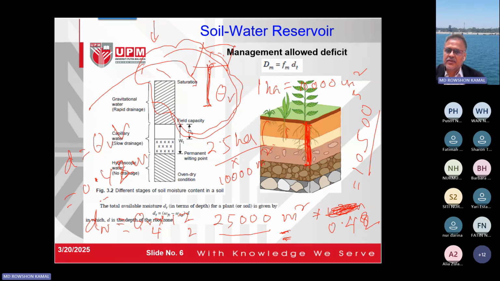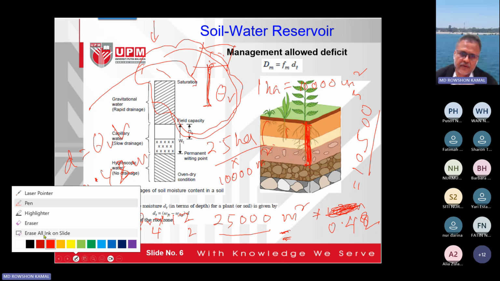That's why theta b is very useful, and we can do a lot of analysis and calculation. This is the main use, but we have many other purposes. I'm just explaining this in the aspect of agriculture. Definitely other people use it for their own purposes.